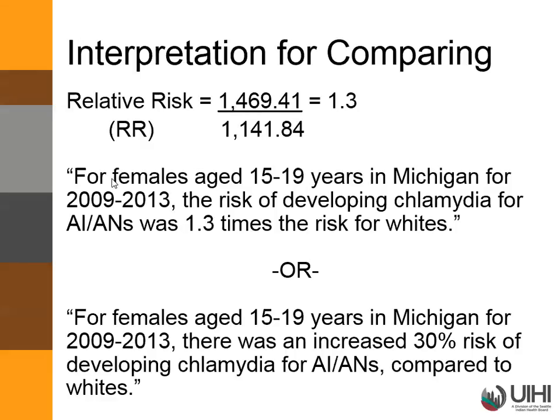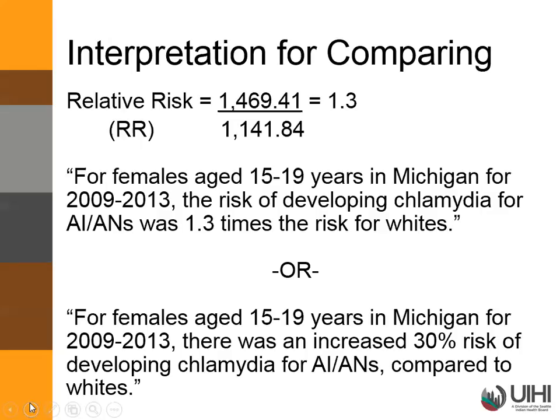And so one way we can interpret this is to say that for females aged 15 to 19 years in Michigan for 2009 to 2013, the risk of developing chlamydia for natives was 1.3 times the risk for whites. Or we could also interpret it a different way and say that for females aged 15 to 19 years in Michigan for 2009 to 2013, there was an increased 30% risk of developing chlamydia for natives compared to whites. And so that's another way that we can interpret the relative risk.